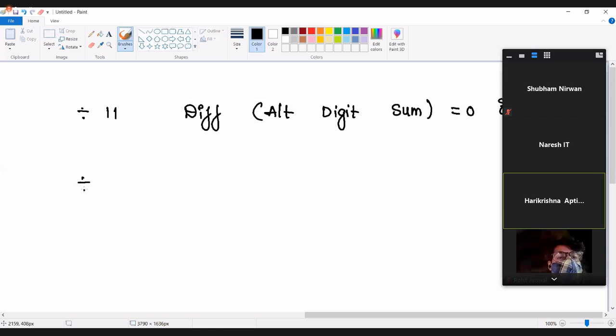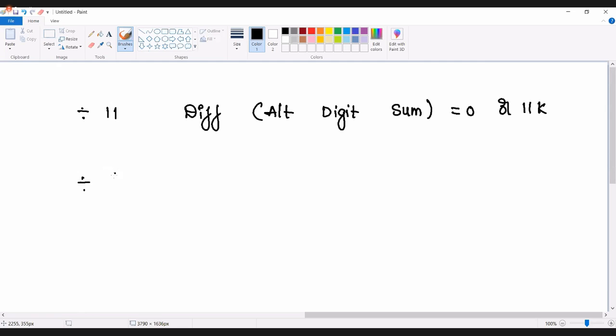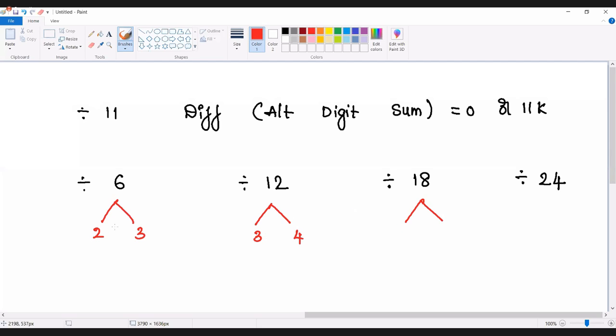And divisibility of the remaining numbers. Remaining numbers means especially I'm talking about the divisibility of numbers which are composite numbers: divisibility of 6, divisibility of 12, divisibility of 18, divisibility of 24, and all these numbers. 6 is nothing but 2 into 3. 12 is nothing but 3 into 4. 18 is nothing but, so that means you can write it as a product.